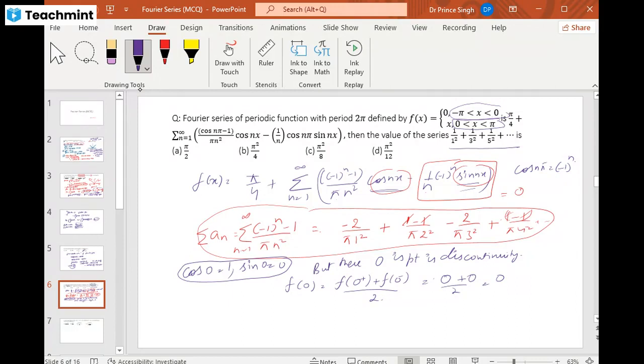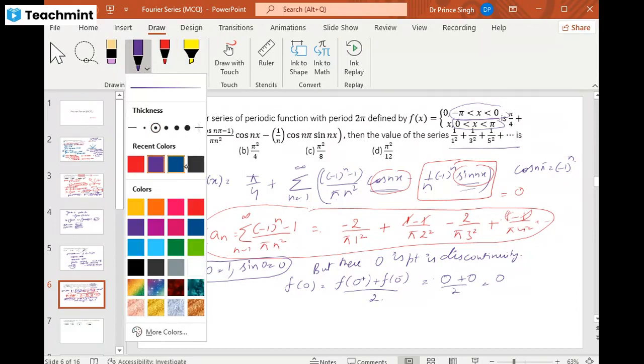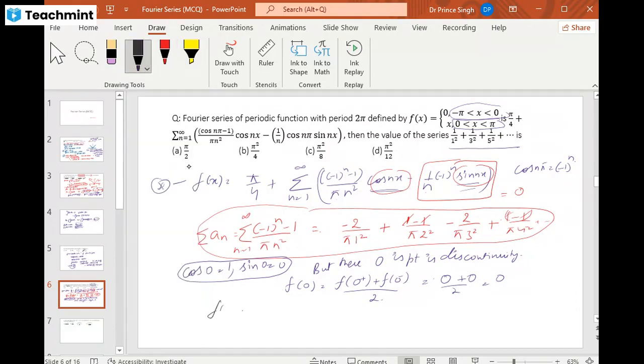So if I put it here in this particular equation star, what do we get? We are getting f of 0 equal to pi by 4 plus summation n varies from 1 to infinity minus 1 raised to power n minus 1 upon pi n square into 1 minus 0, right? So if I open this equation, on the left hand side it is 0, on the right hand side it is pi by 4 plus. Here we have seen that we are getting this term only corresponding to odd value of n, but for even term its value is 0.